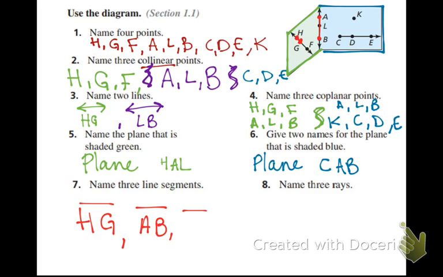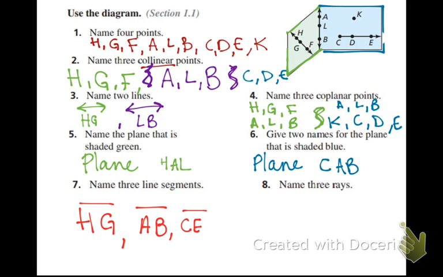Go ahead and pick a third. Doesn't matter which one. C. Sure. CE. Or CD is fine. So you start at C and you would just end at E. Okay? The last one you can do again with rays.